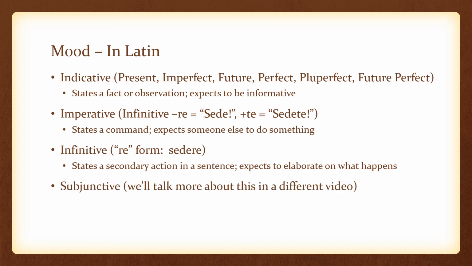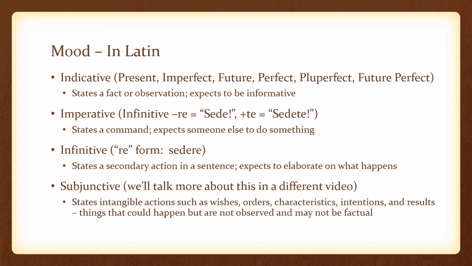And the subjunctive in Latin gets really complicated, so we're going to spend our time in a different video going into that in detail. But the concept is the same. It's an intangible action, it's a wish, it's an order, it's a characteristic, it's an intention and a result. It might even be a question. It's about things that could happen, but may not have actually happened. And it's about things that might not quite be factual. It's mostly extinct in English, and in English we'll see it with may have, might, or might have. And as I said before, in Latin the forms are a bit more complicated, so we'll talk about that in more detail in a different video.